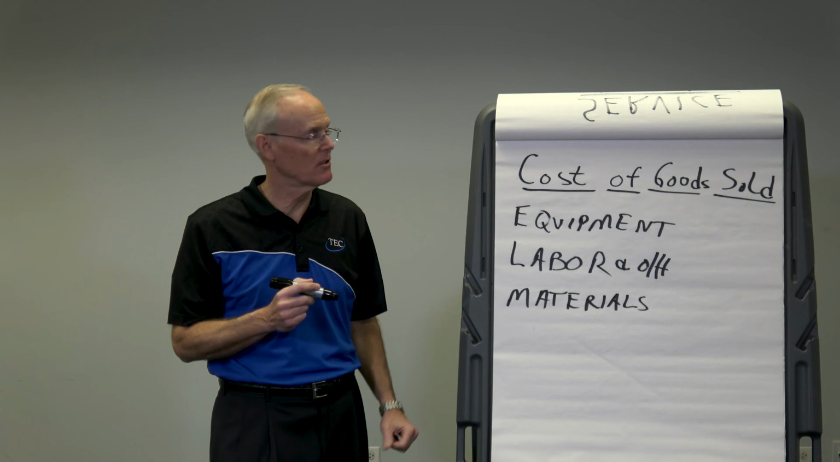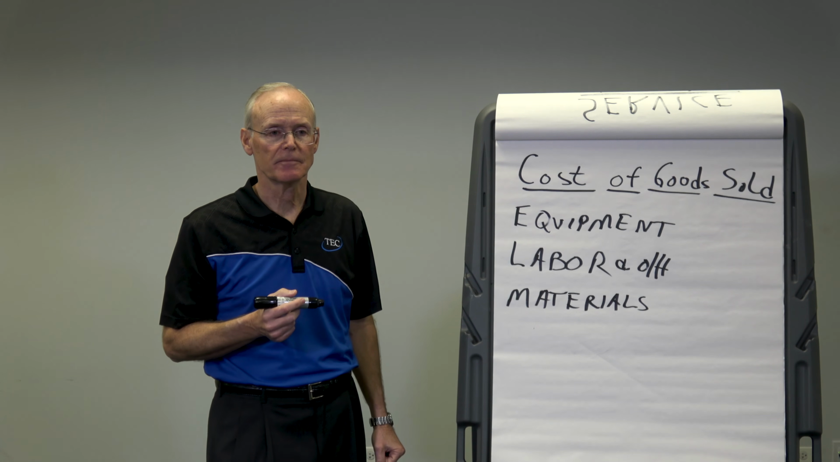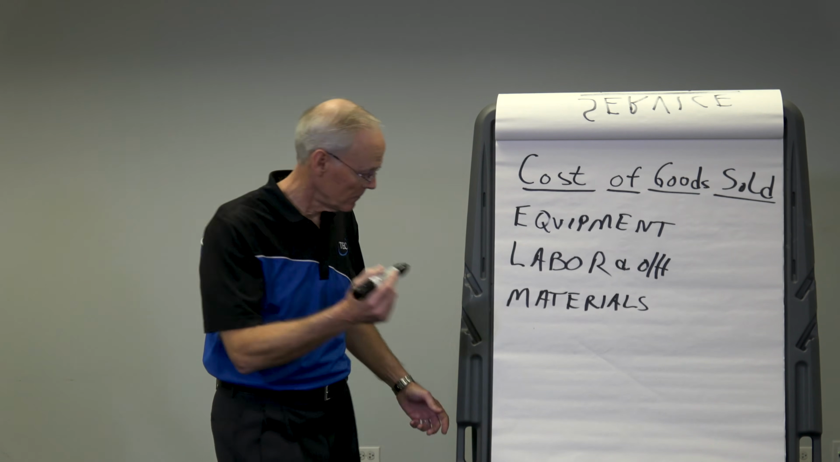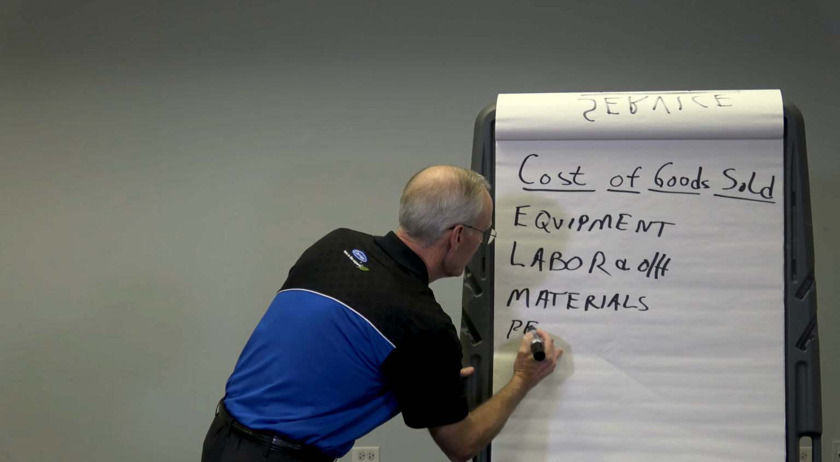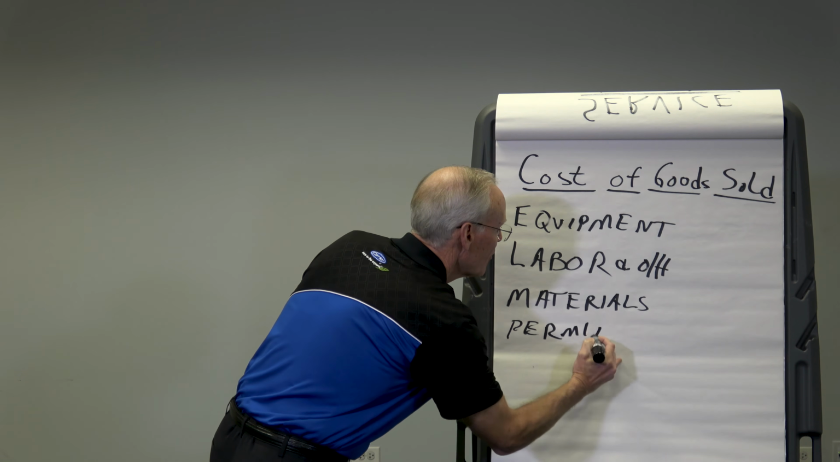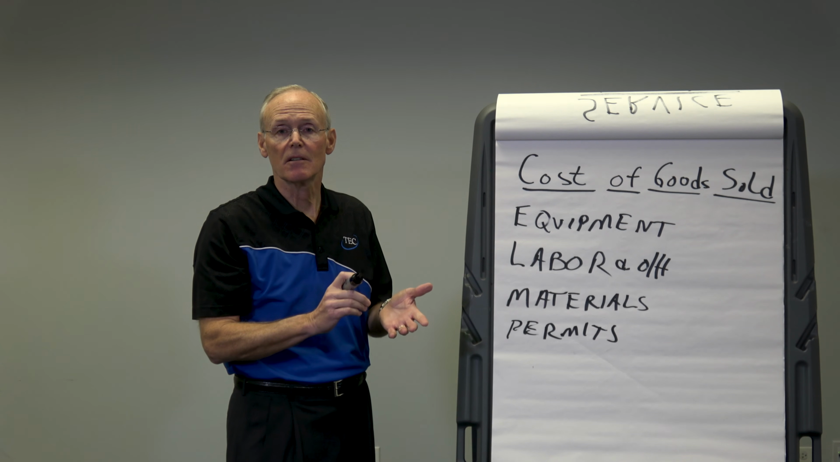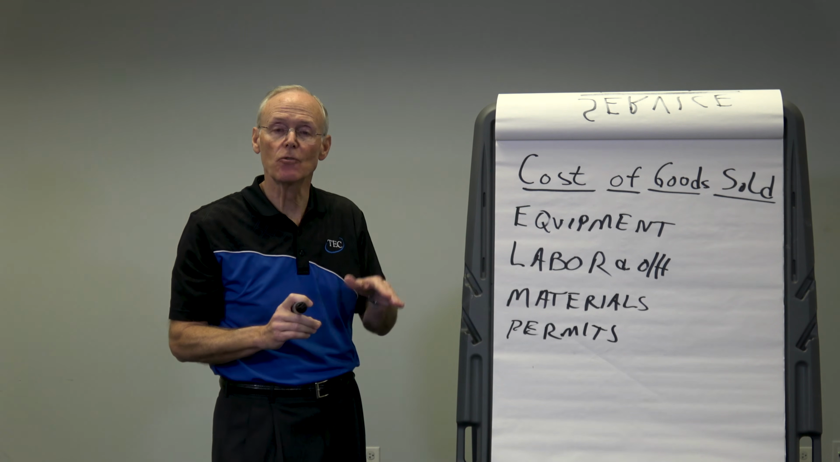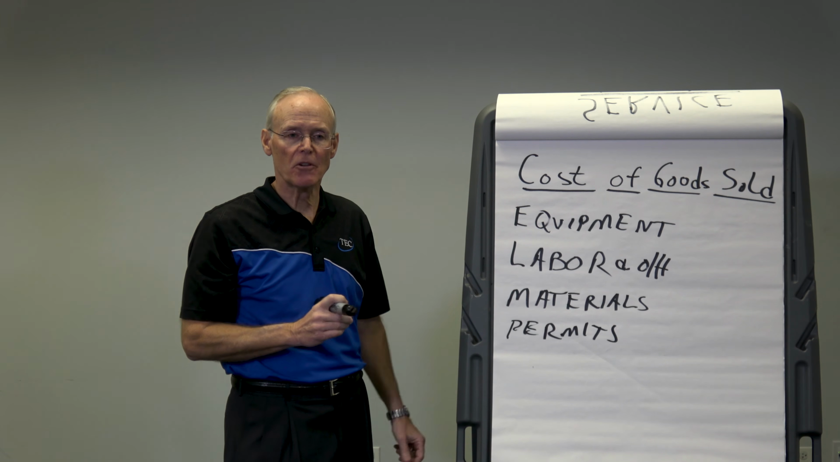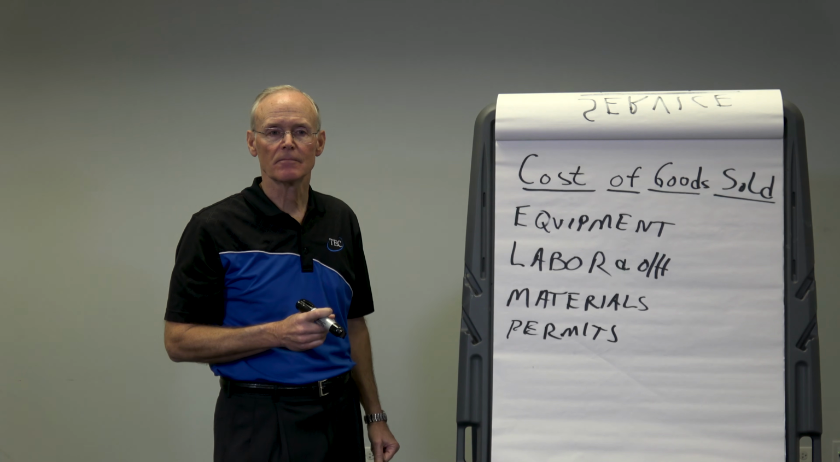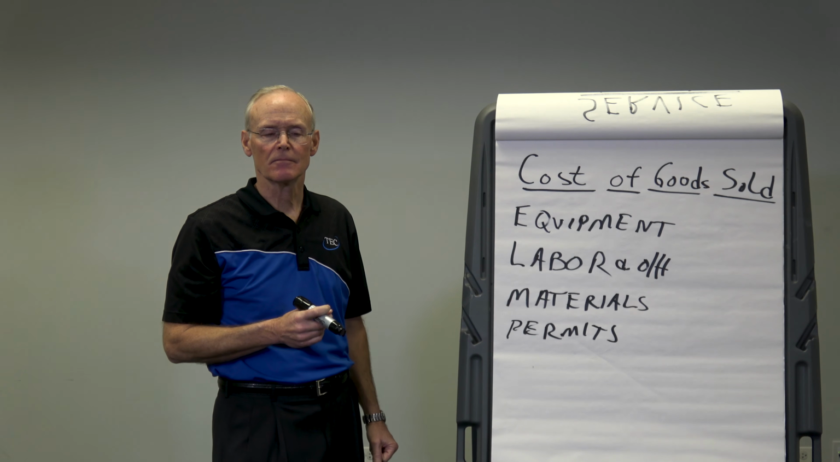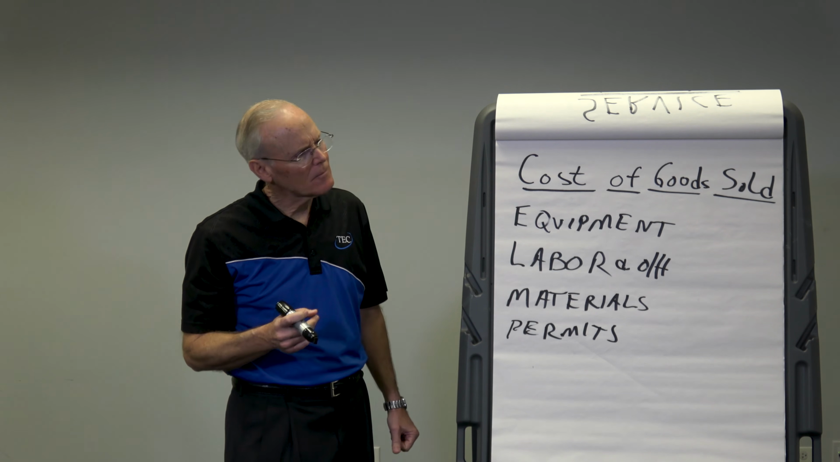So what are some of the other things in cost of goods sold? What if I have to pull a permit? Okay, permit should be there too, right? Because that's going to be on your job cost sheet, and you have to pull a permit if you get the job, right? So what are some other things? What about like the training time for my field guys for their labor? That's a good point.